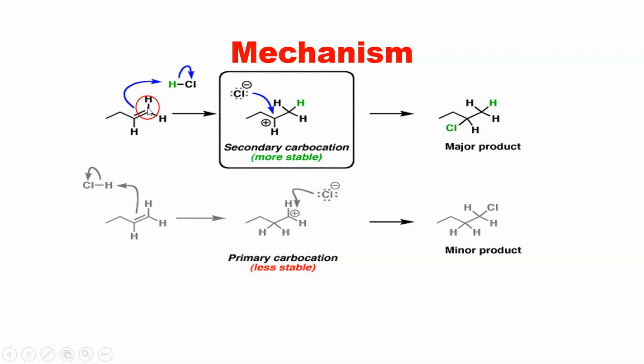See this arrow, it is indicating that electrons are transferred towards hydrogen, right? So the pair of electrons has been transferred towards a hydrogen by the breaking of a pi bond.